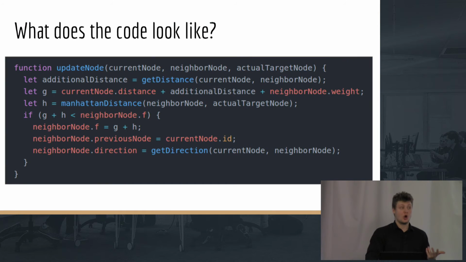So what does the code look like? Very similar to Dijkstra's. When you update a node and update the distance, it's almost identical, except you calculate this Manhattan distance, which is going to be our h here. You sum it with the g, and you compare it to the f of n of the neighboring node. If it's smaller, you update that node.